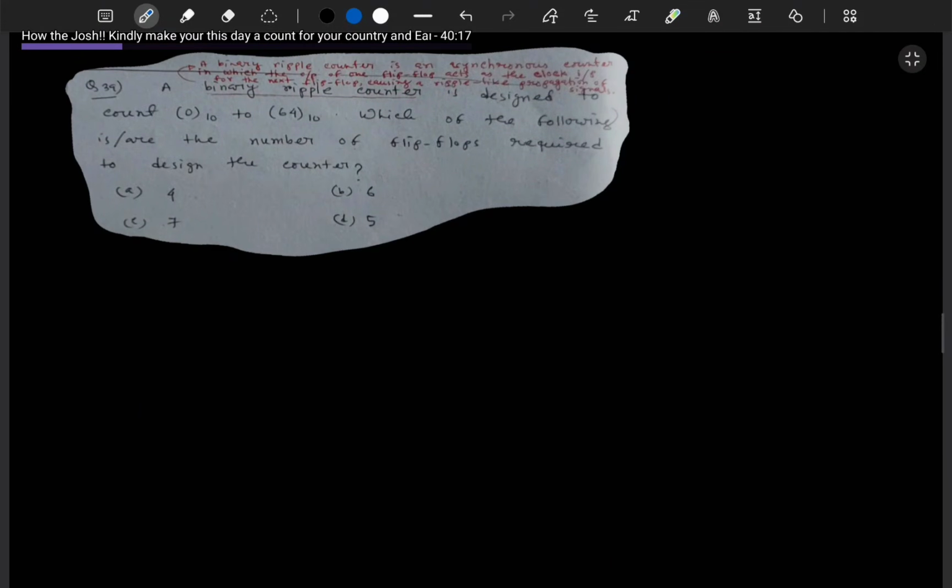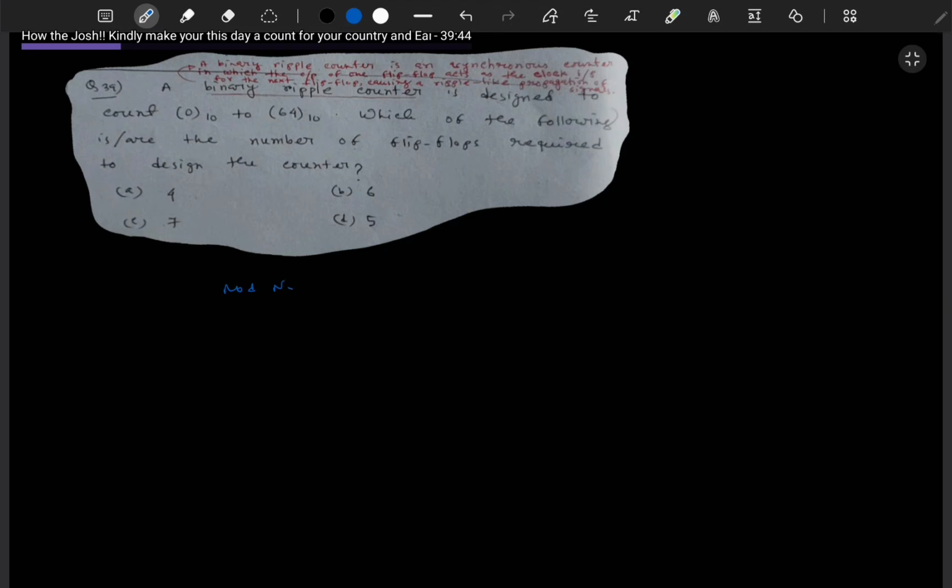The binary ripple counter is an asynchronous counter. How many flip-flops are required in this case? To count 0 to 64.